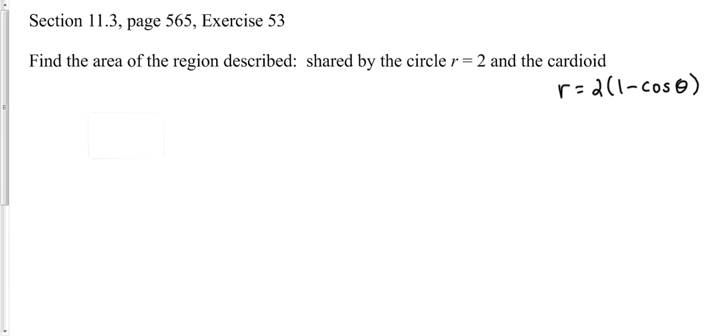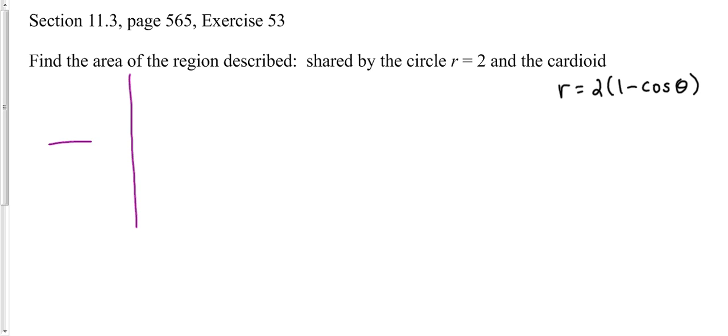Let's do section 11.3, page 565, exercise 53, which reads, find the area of the region described. For exercise 53, the region is shared by the circle r equals 2 and the cardioid r equals 2 times 1 minus cosine theta. So we want to begin by graphing.